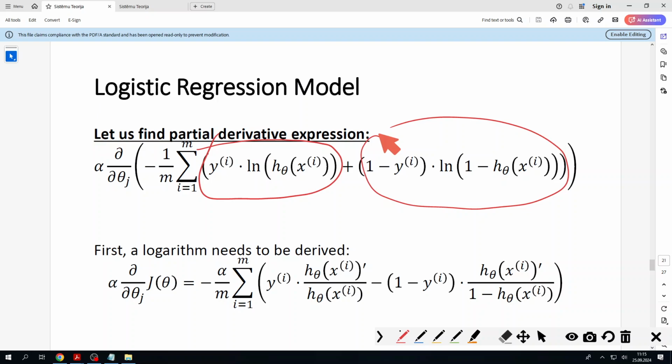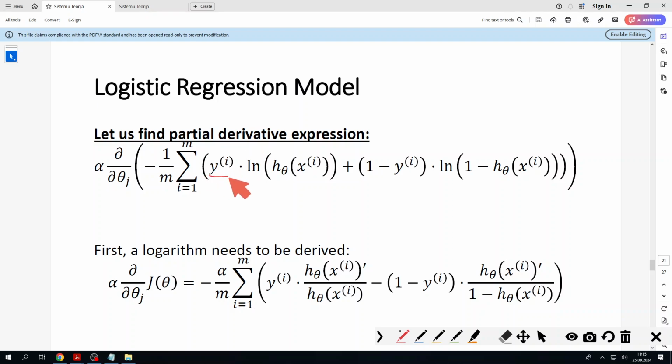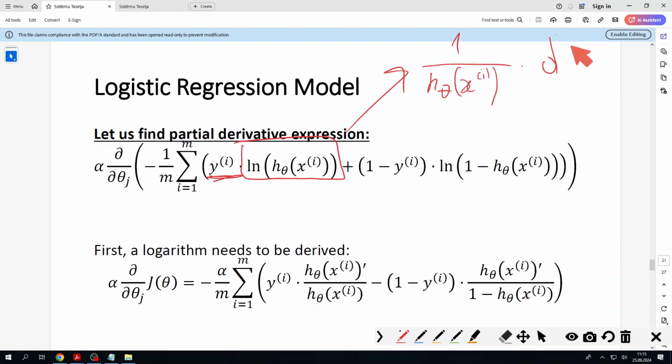First, I actually have calculated them both here already. Yes. So what happened at this step is I didn't change these, because it doesn't depend on any theta. This is just a constant. So I calculated this logarithm derivative. Yes, which happens to be 1 divided by this h theta multiplied by derivative of this h theta.